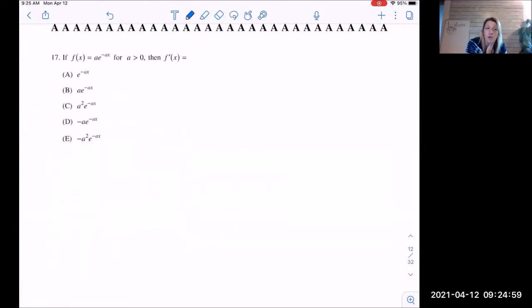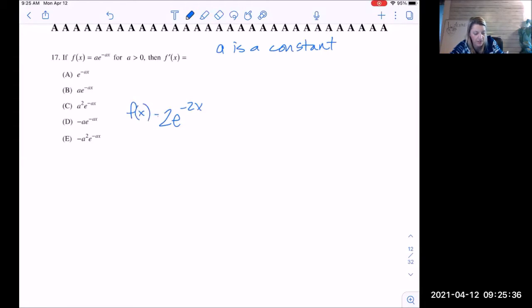Okay, so we know our rules about e to a power, right? The derivative of e to the power is itself times the derivative of the exponent, right? It's chain rule. A is a constant. It's a number, right? It's not a variable. This is not product rule because A is just, this is no different than having 2e to the negative 2x.